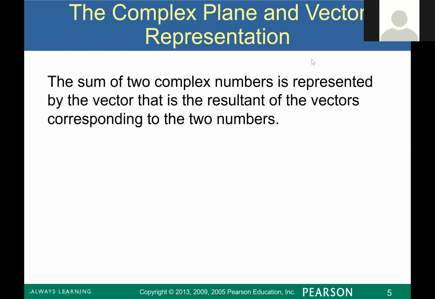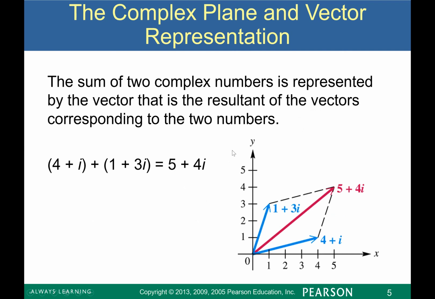And the sum of two complex numbers is represented by the vector that is the resultant of the vectors. So you're going to use a little bit of the vector stuff we learned last chapter. So if we want to add the complex numbers 4 plus i and 1 plus 3i, we know that we can just combine the real parts and the imaginary parts to get 5 plus 4i. This is what it looks like when it's represented over here on the coordinate plane.